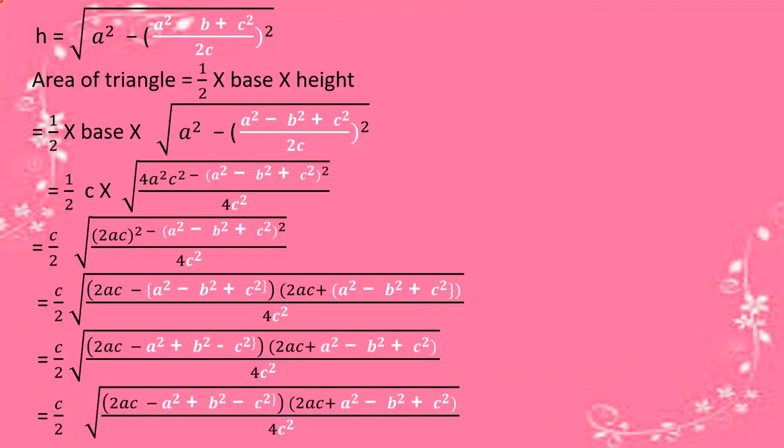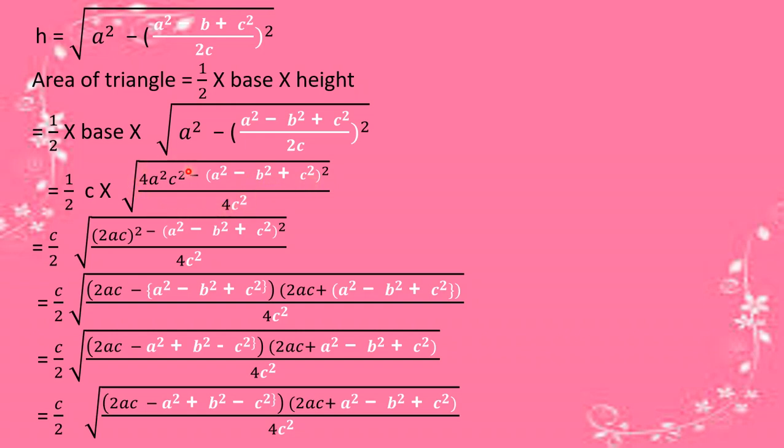Now, as this is the height of the triangle, by the area of triangle formula, we can write it as half into base into height. Now put the value of height in this. So half into base, height is under root a square minus ((a square minus b square plus c square) upon 2c) whole square. Now base in the given figure was c unit. So put the value of c, it will become c by 2. Now taking the LCM in the quantity inside the under root, we get (4a square c square minus (a square minus b square plus c square) whole square) upon 4c square.